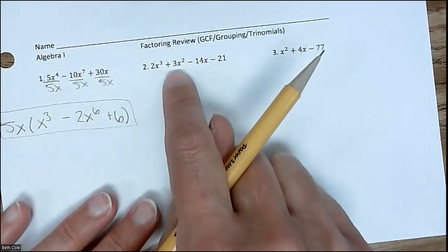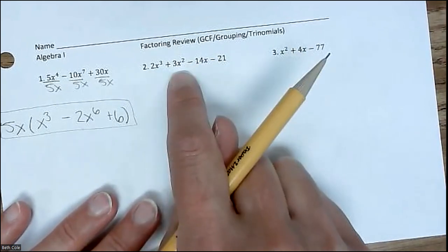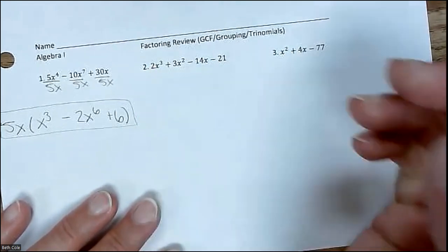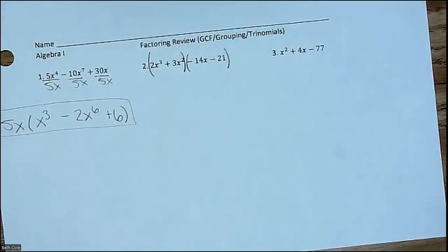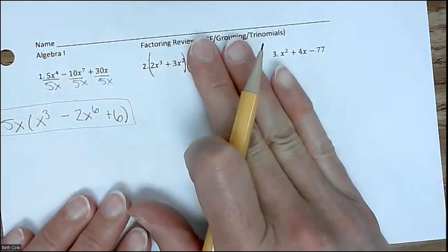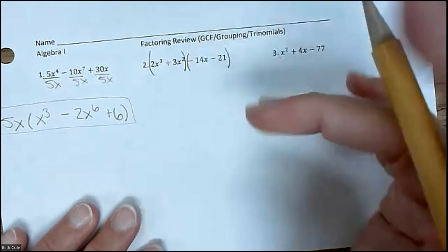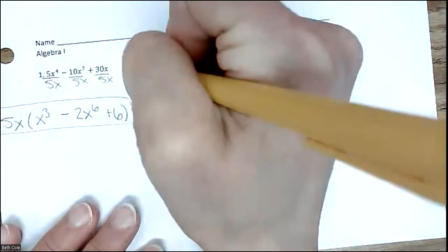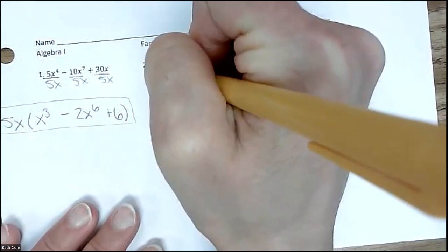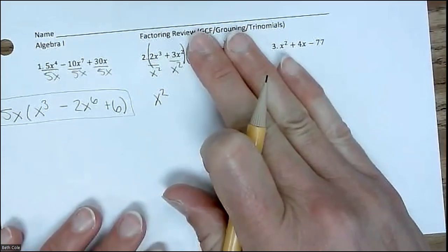Now, when you look at the second one, you have to be a good noticer. Do you see how many terms this is? 4. That means you're going to do grouping. So you do half at a time. Right. So just look at the first half. From both of those, you can take an x squared. So we're going to divide an x squared from both of those. We're just doing half the problem at a time.